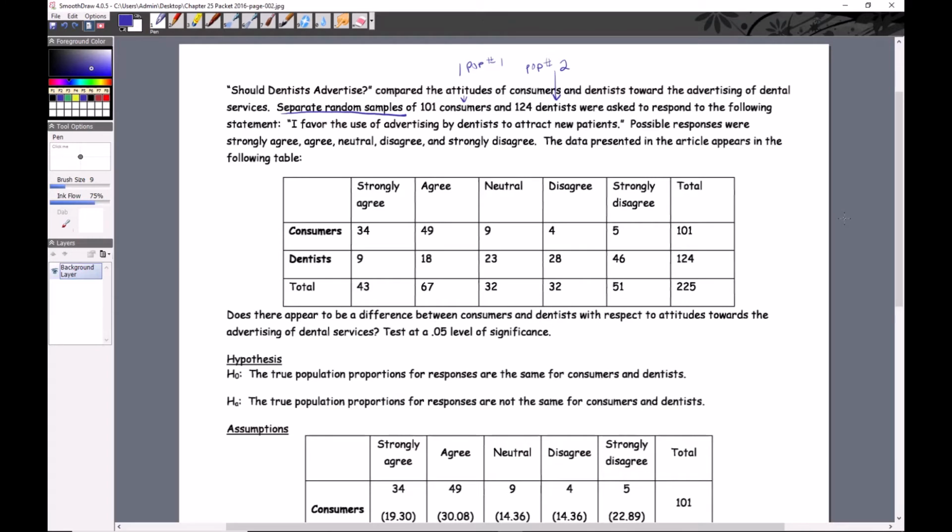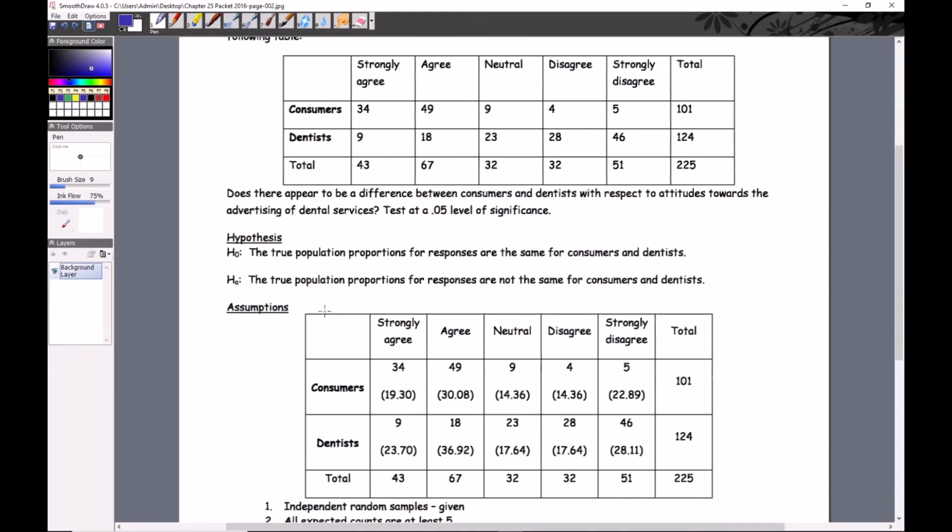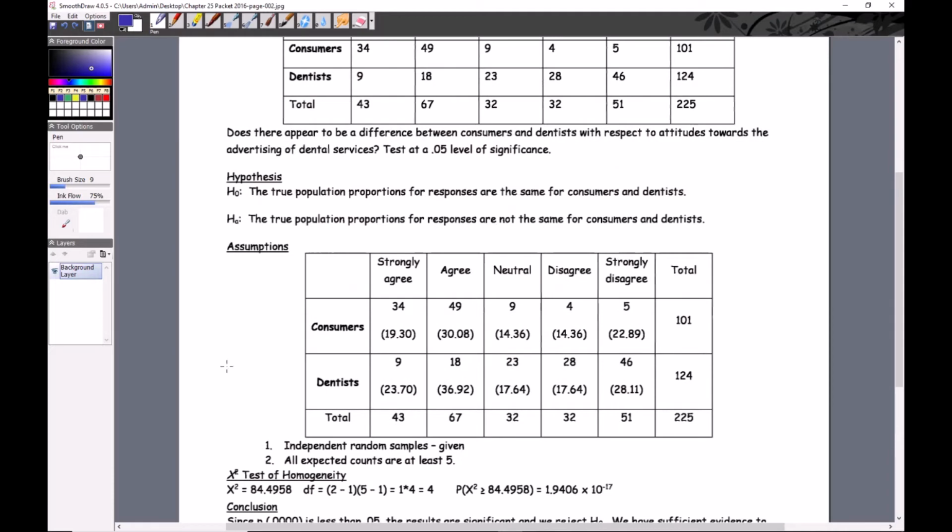So, does there appear to be a difference between consumers and dentists with respect to attitude toward the advertising of dental services, tested at an alpha of 0.05 level. Okay, so H0 is the true population proportions for responses are the same for consumers and dentists, and HA is that they're not, all right? So this is part of what we have to report as, you know, our complete report.